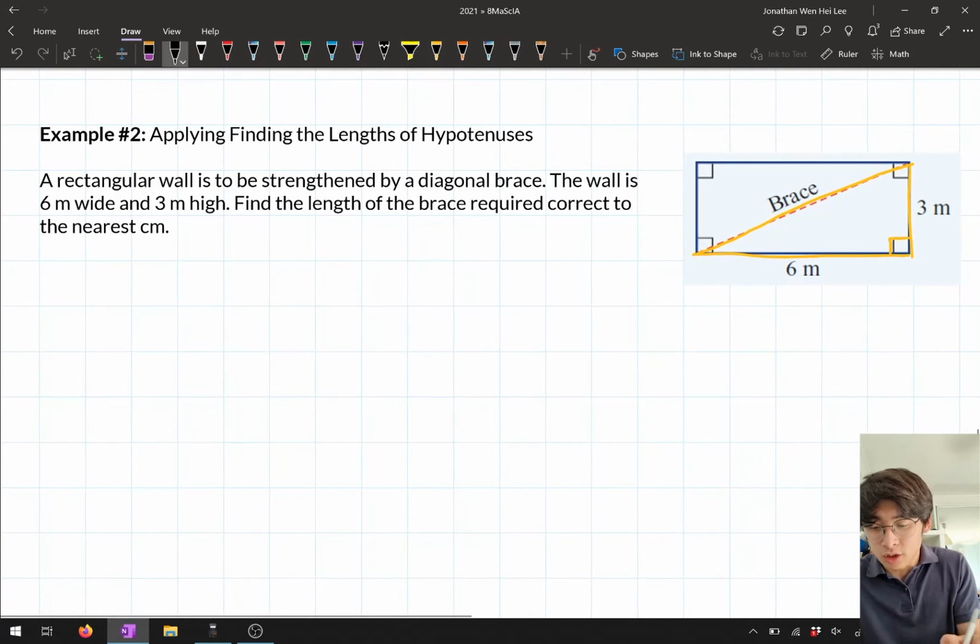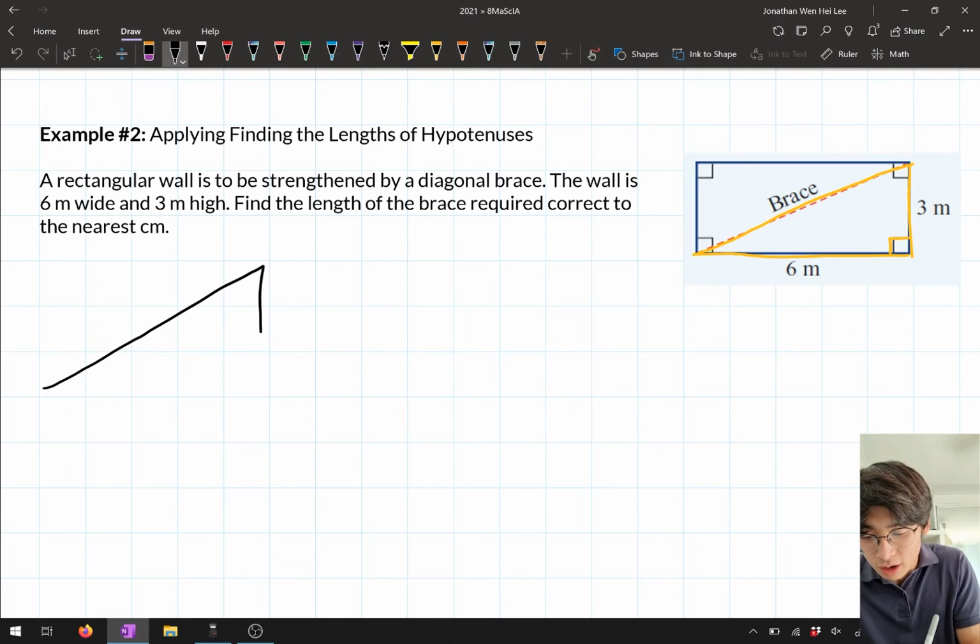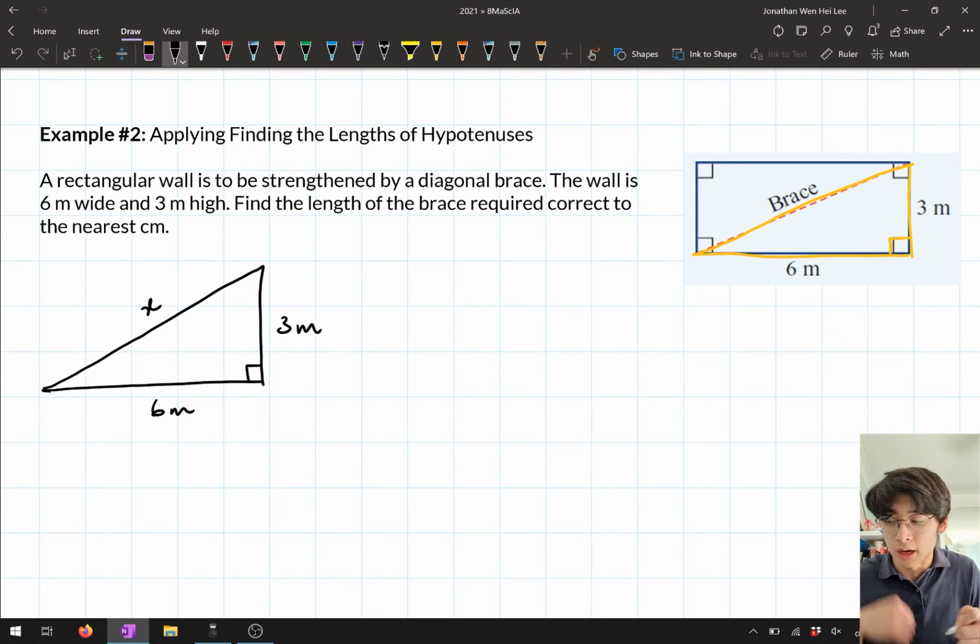And so here, I'm actually just going to draw out that triangle again, just on the side here, just so I can see what I'm dealing with. I've got 3 meters, 6 meters, and I want to find the brace. So I'm going to call this guy X this time, because I don't know what the length of the brace is.